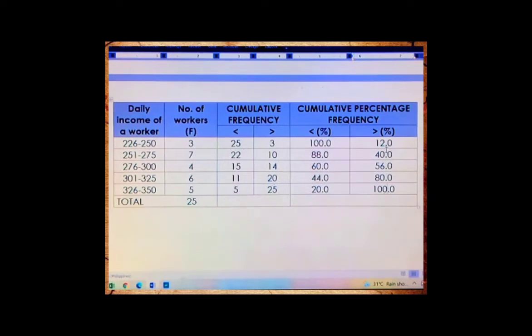So we have the cumulative percentage frequency lesser than and greater than, and also the cumulative frequency lesser than and greater than. And that would be all.